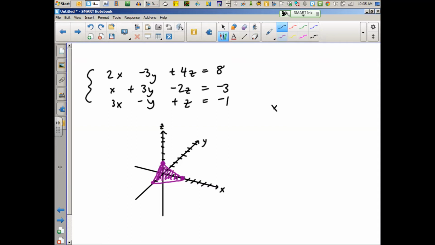Okay, let's graph the next plane. So the next plane says x plus 3y minus 2z equals negative 3. If I let y and z be 0, I get x equals negative 3.